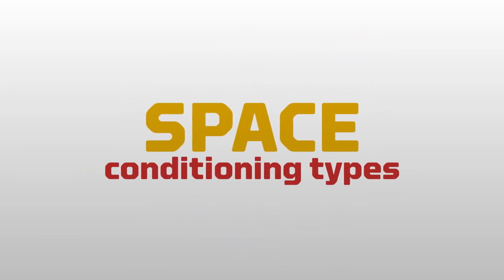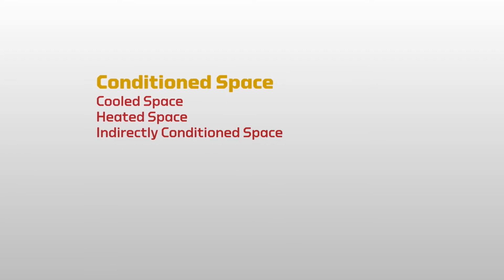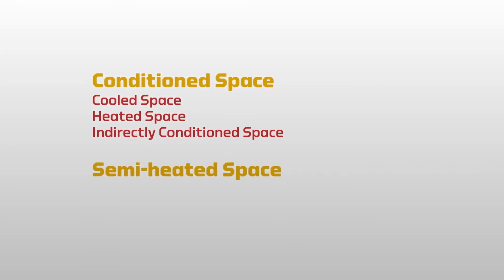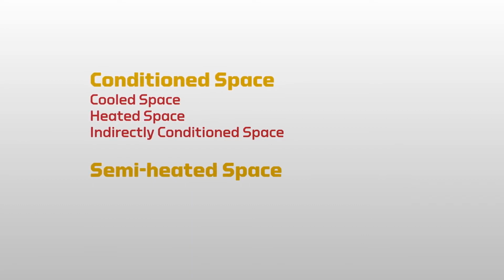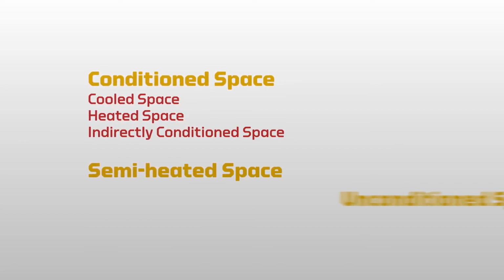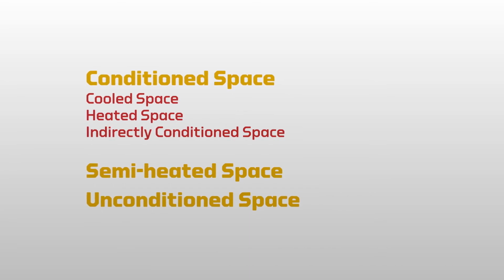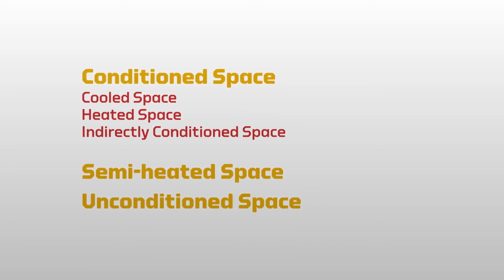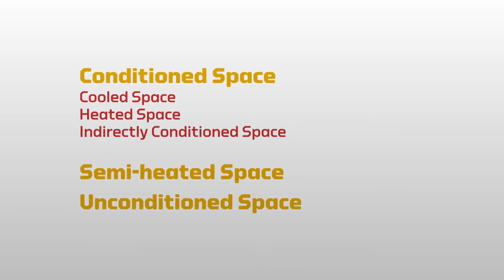There are 3 main space conditioning types that you need to be aware of. The first is conditioned space, with 3 subtypes: cooled space, heated space, and indirectly conditioned space. The next space conditioning type is semi-heated space, which applies only to ASHRAE, not IECC. The final type of space is an unconditioned space, which is an enclosed space that is not heated or cooled, either directly or indirectly. Again, each type of space requires different codes to meet energy compliance.